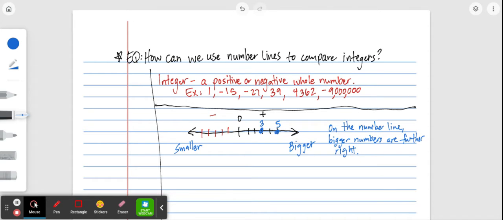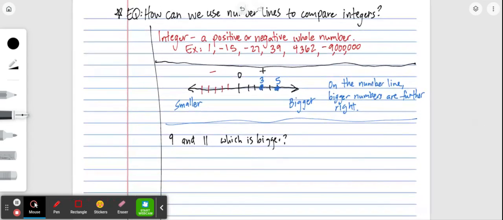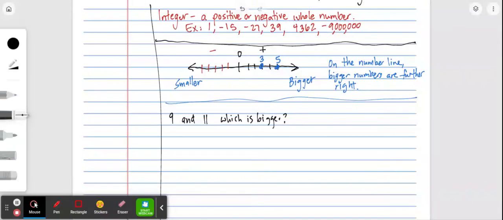Okay, so then let's compare some numbers. We're going to compare first two positive numbers. So let's compare the numbers 9 and 11. Which is bigger? In order to compare these two, I already have some intuition. I can already think that 11 is bigger, but I'm going to check it on a number line.